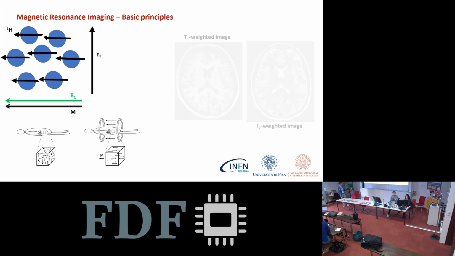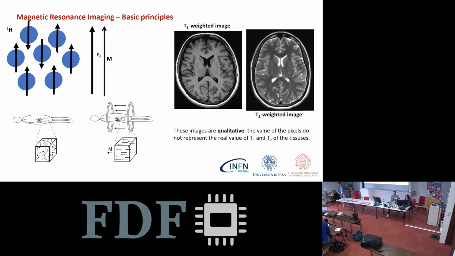But this B1 field has a very short duration in time, so now it's gone. And what happens is that all the spins now will go back to their equilibrium position.